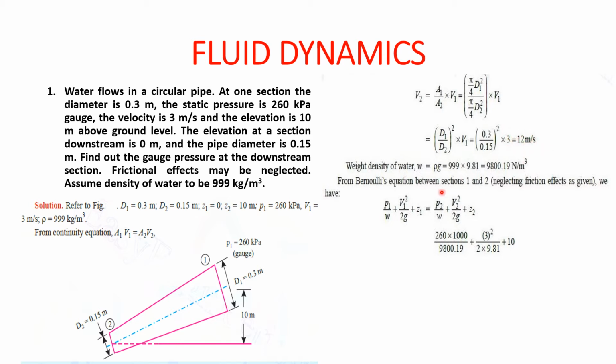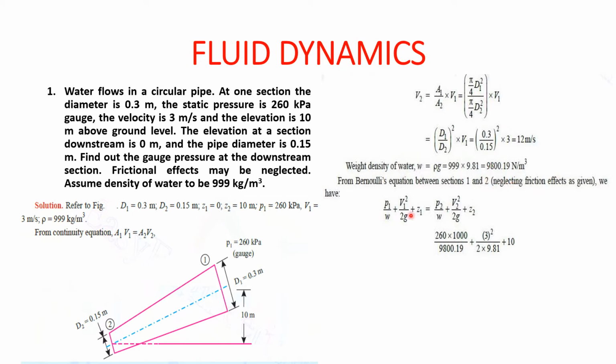Weight density of water we have to find out, so W is equal to rho g, so rho is 999, g is 9.81, so we get this as 9800.90 Newton per meter cube, but the natural value we know for water is 9810 Newton per meter cube.